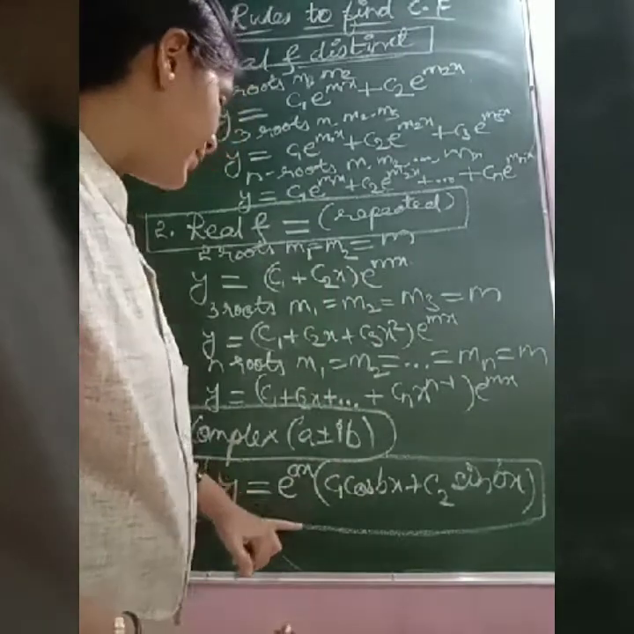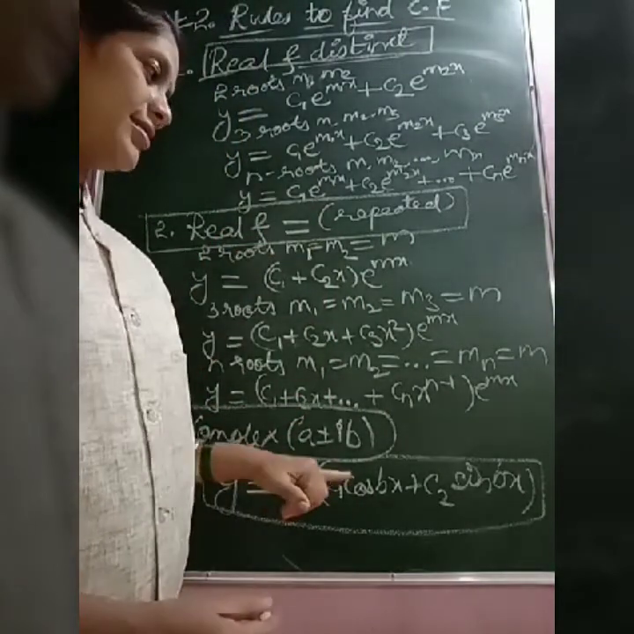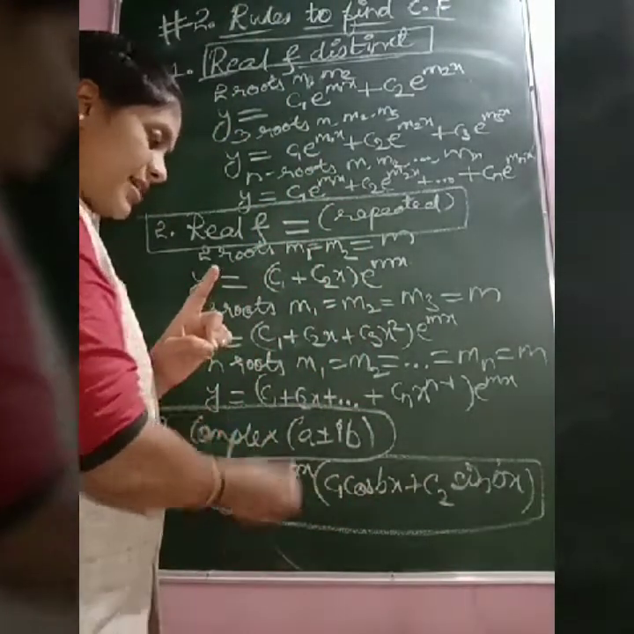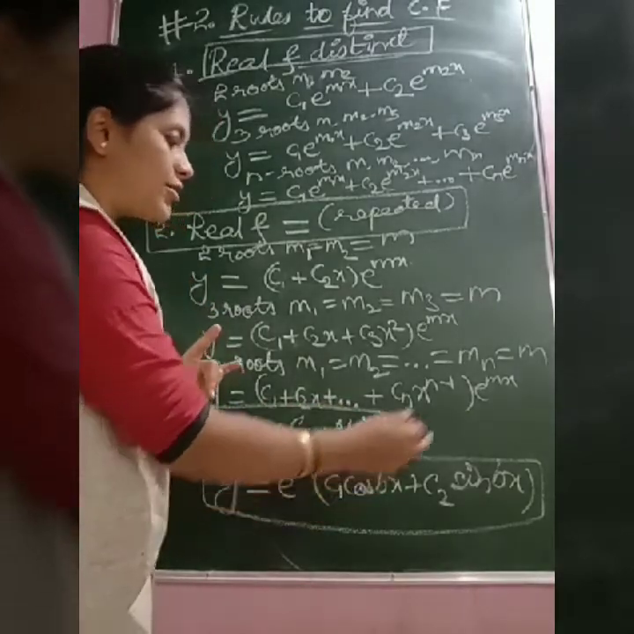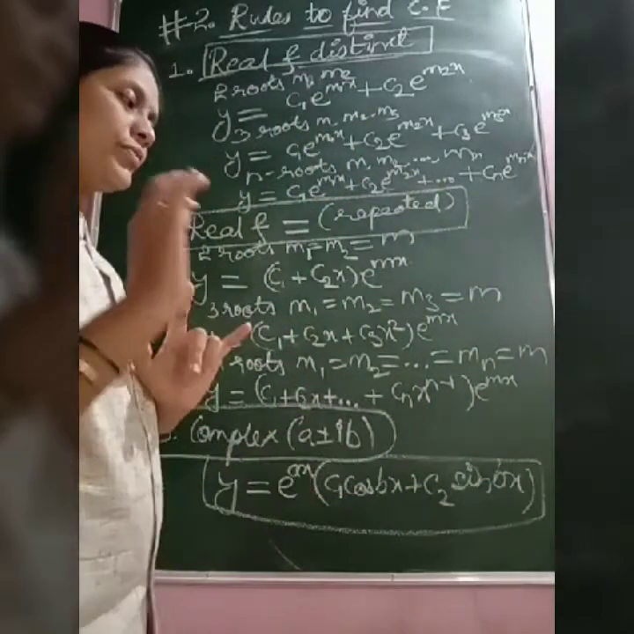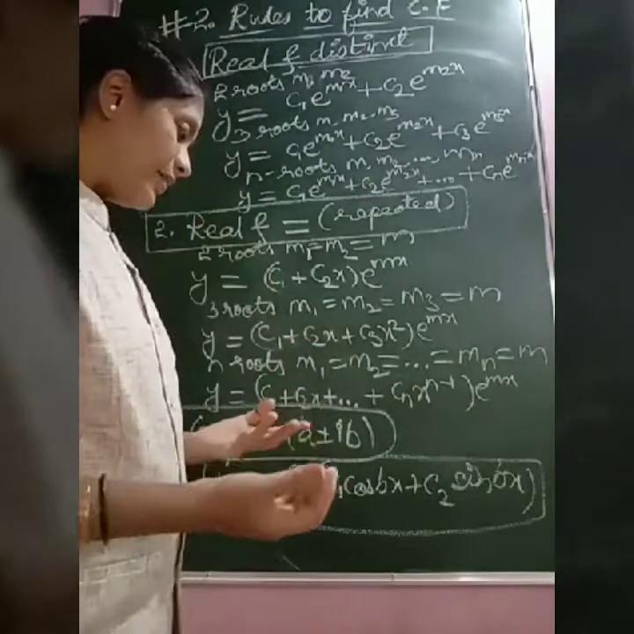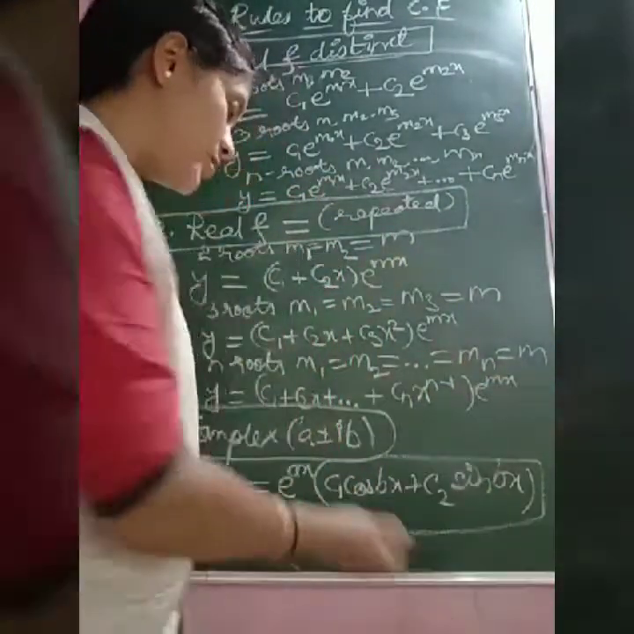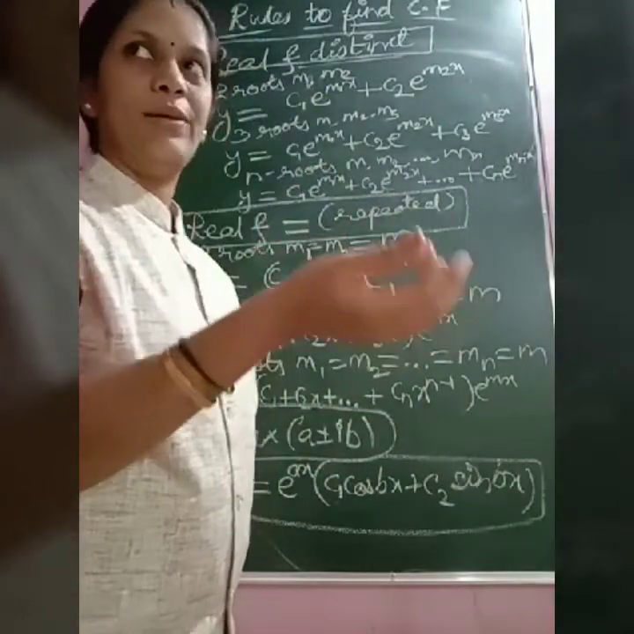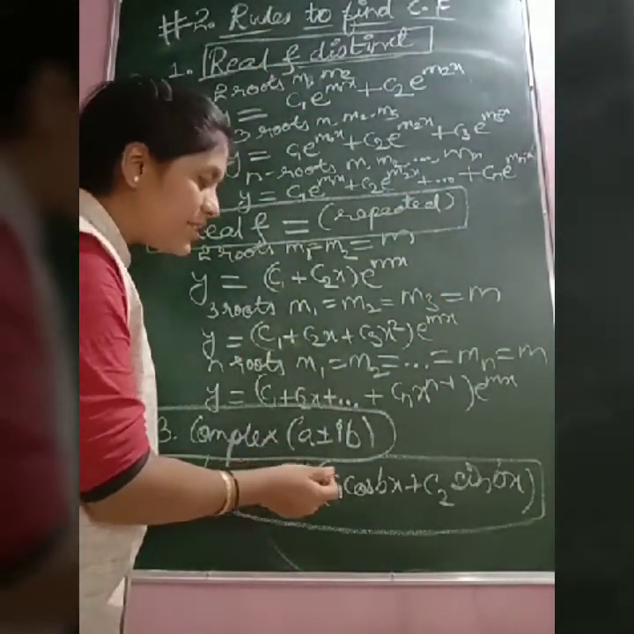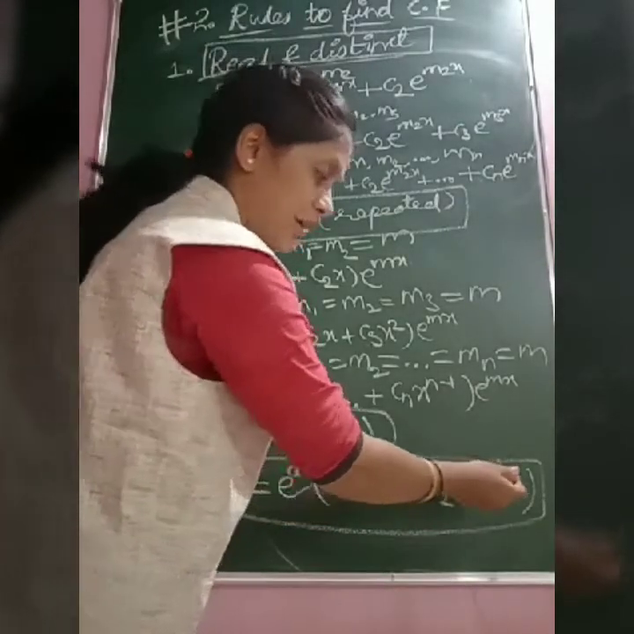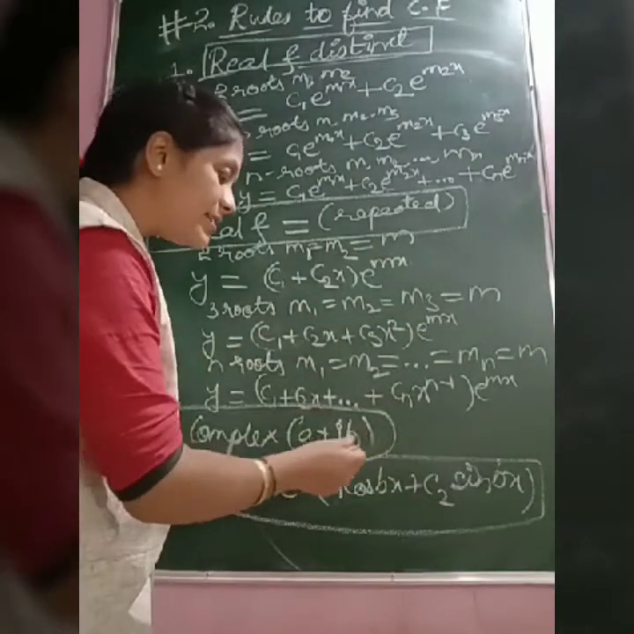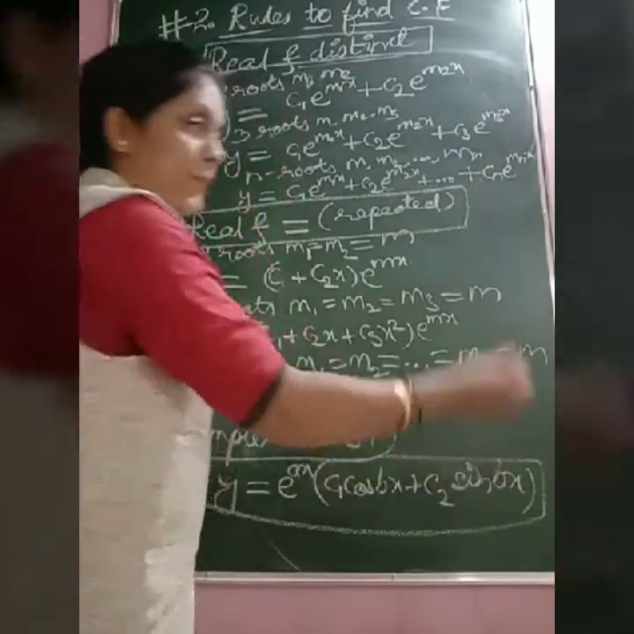So that is the reason I am directly discussing the cases. For complex, if it is one distinct root, we write a plus or minus ib, then e raised to ax, c1 cos bx plus c2 sin bx. Now suppose 2 complex roots are there which are distinct, a1 plus ib1, a2 plus ib2. Then you can write e raised to a1x, c1 cos b1x plus c2 sin b1x, plus e raised to a2x, c3 cos b2x plus c4 sin b2x.